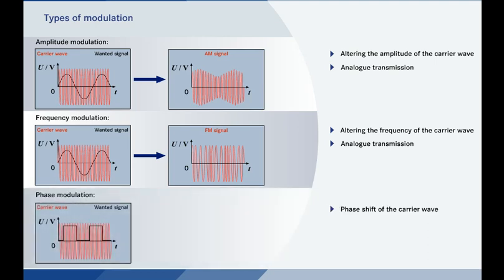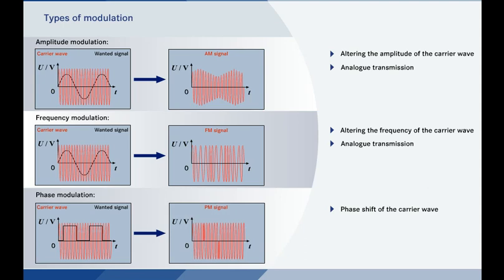Amplitude and frequency modulation are used in the transmission of analog signals. In the case of phase modulation, alterations in the state of the wanted signal cause a phase shift in the carrier wave. This type of modulation can be used for analog signal transmission, but is used mostly for transmitting digital signals.